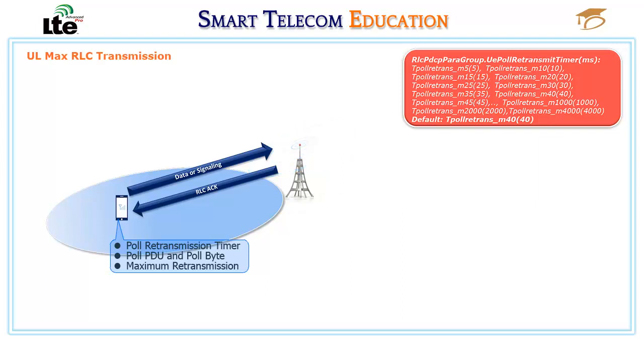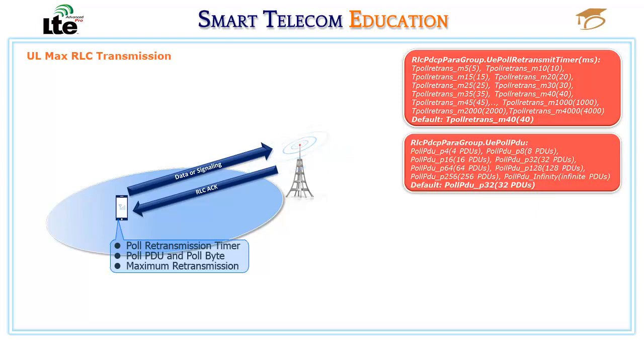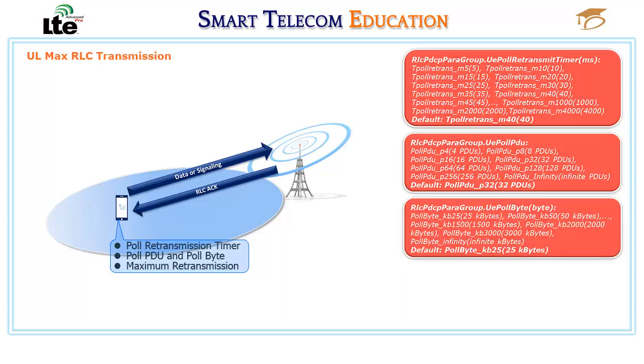The second parameter is a couple of two similar parameters. The Poll PDU for UE indicates the UE's specific number of PDUs to trigger polling. And the Poll Byte for UE indicates the UE specific data volume threshold of PDUs to trigger polling. Both of those parameters define the thresholds that the eNodeB will use to send acknowledgements. The Poll PDU parameter is valid only for RLC AM mode. The principle: the eNodeB will set a number of received PDUs.